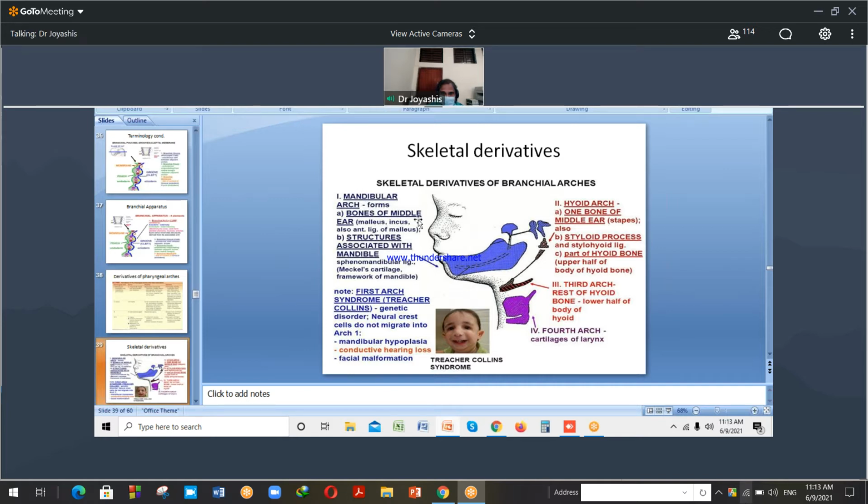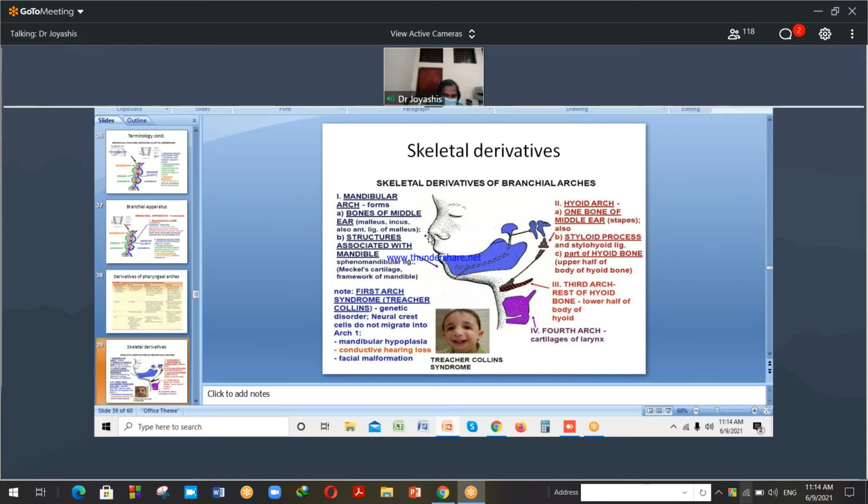Here we can see the mandibular arch, this is the first arch. It forms bones of the middle ear, that is malleus and incus, and also the anterior ligament of malleus. The first pharyngeal arch will become the mandibular and maxillary processes that take part in the formation of jaw and nasal cavity. It will also give rise to the 2 bones in the ear, the malleus and incus, and the ligaments associated with them.